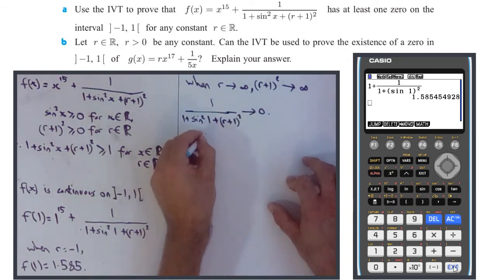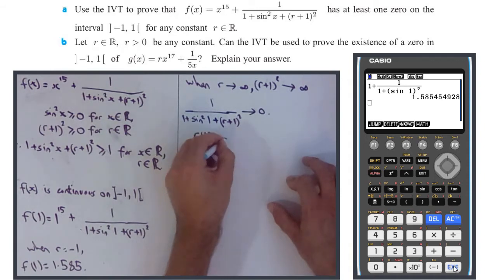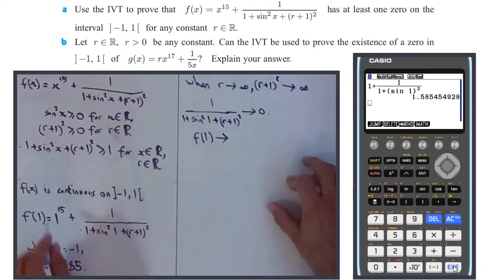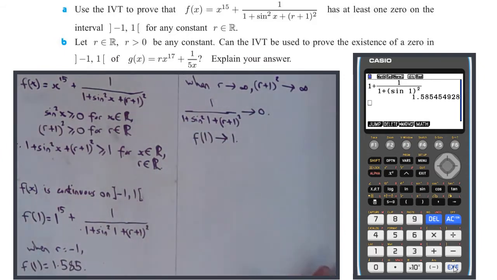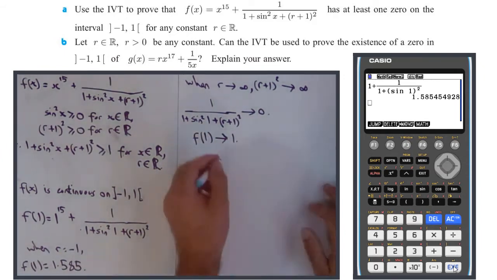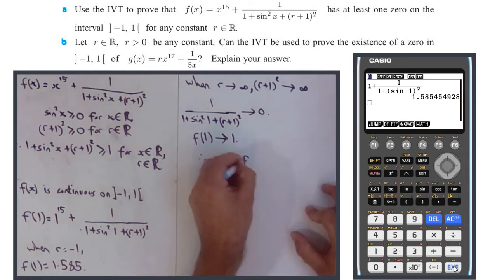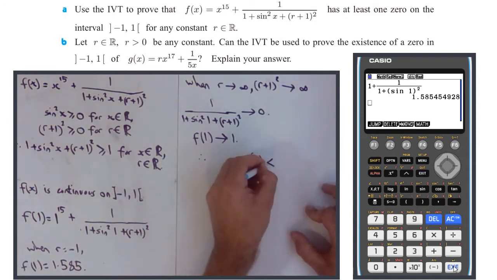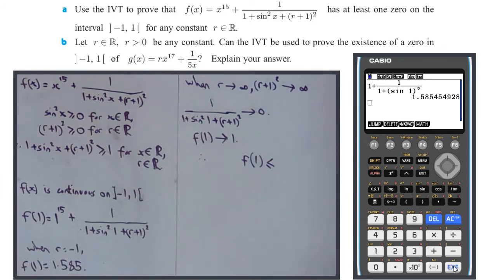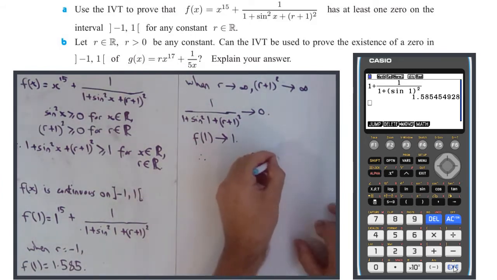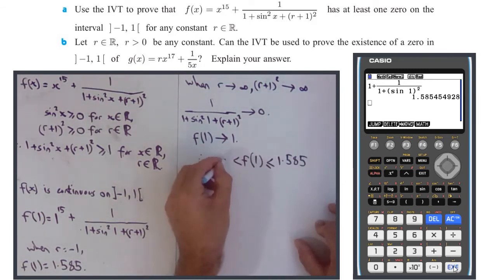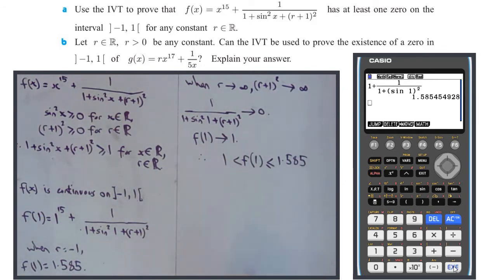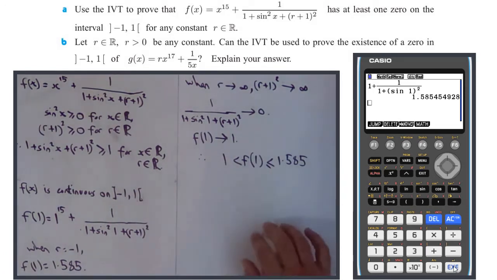So f of 1 is going to get very, very close to 1 to the power 15, which is 1, right? So that is telling us now that f of 1 is going to be less than or equal to this 1.585, and it's going to be greater than 1. But either way, it's definitely positive. So now we need to take a similar approach to f of -1.